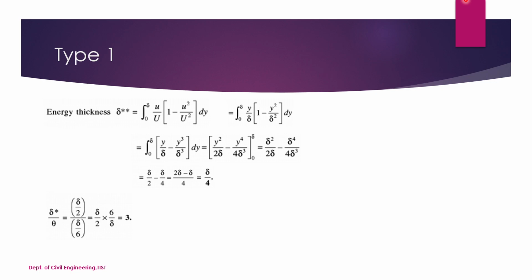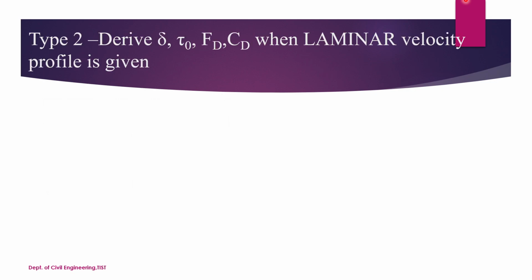Now we will move on to type 2. In type 2, as I told you, we need to derive an expression for delta, tau naught, FD and CD. What is delta? Delta is the boundary layer thickness. Tau naught is the shear stress at the boundary of the solid surface. FD is the drag force and CD is the coefficient of drag force. All these expressions will usually be asked to find out in terms of Reynolds number.